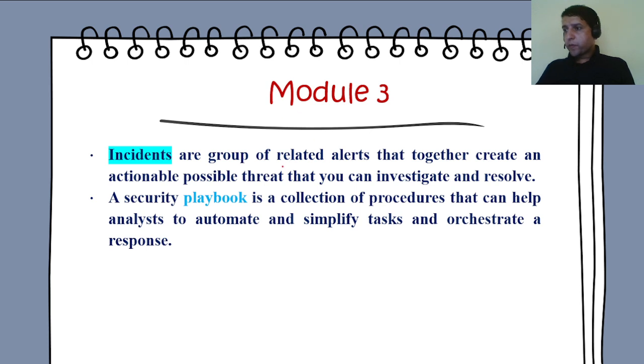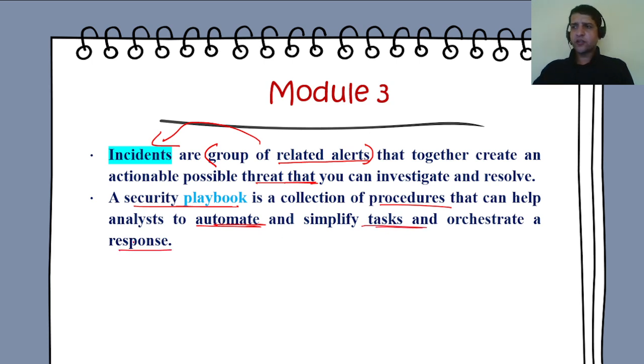Incident, or group of related alerts. So there was a question where they're asking, if you see a group of related alerts, that's what we call an incident. So that together creates an actionable possible threat that you can investigate and resolve. So security playbook, yes, there was a question, is a collection of procedures that can help analysts to automate and simplify tasks and orchestrate a response. So there were a lot of options in the question. They were asking which is a collection of procedures that can help to automate, especially you can see the keywords automate and simplify.